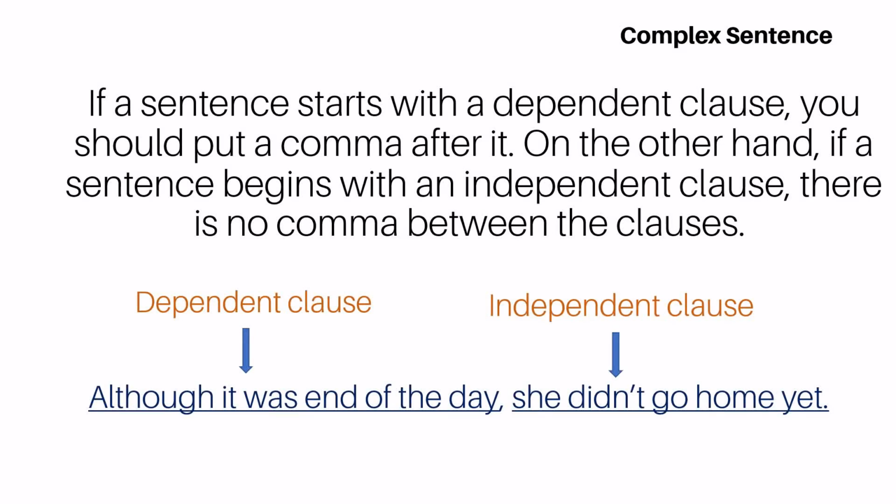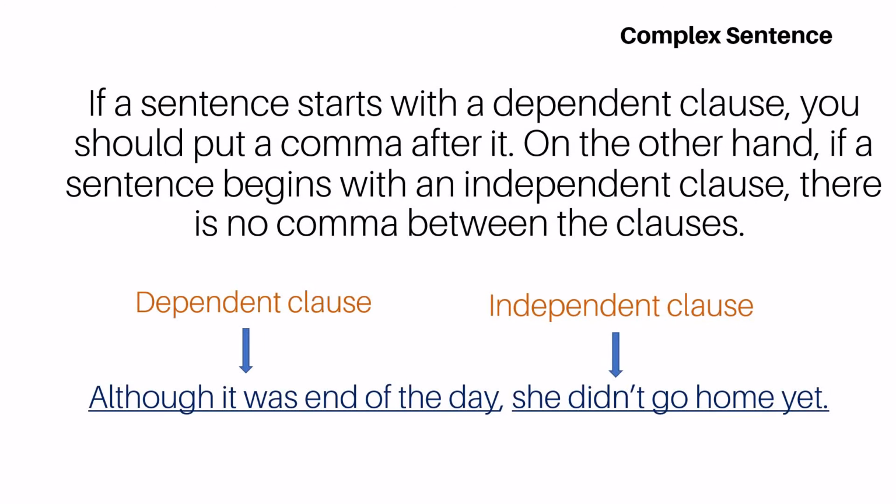If you say only 'although it was end of the day', the meaning is not complete or it does not make any sense at all. That's why we are using the independent clause as well. So although it was end of the day, don't forget to put a comma there. She didn't go home yet. And we can switch these clauses as well. Like you can say, she didn't go home yet, although it was end of the day. But when you switch it up, and when you keep the independent clause in the beginning, please don't keep any comma at all.